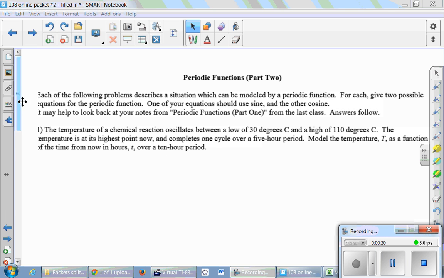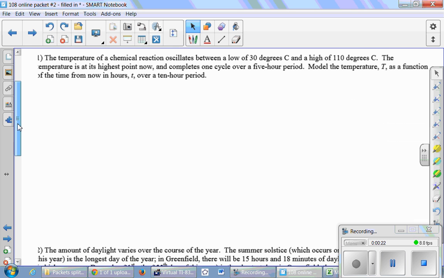Answers follow. 1. The temperature of a chemical reaction oscillates between a low of 30 degrees Celsius and a high of 110 degrees Celsius. The temperature is at its highest point now and completes one cycle over a 5-hour period. Model the temperature T as a function of the time from now in hours over a 10-year period.